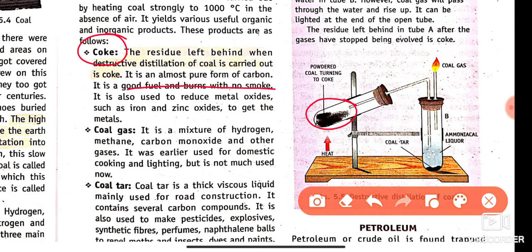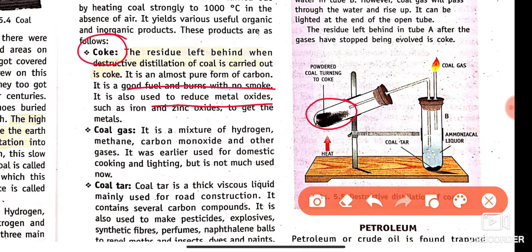बिना धुएं के साथ जलता है. It is also used to reduce metal oxides. It is also used for the extraction of metals, and you will study metal extraction in the metallurgy process in class 10th, such as iron and zinc oxide to get the metals.